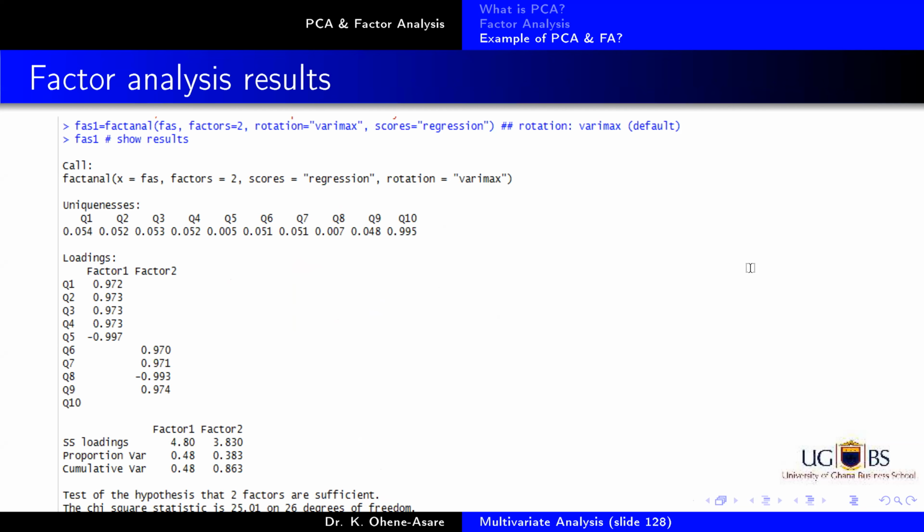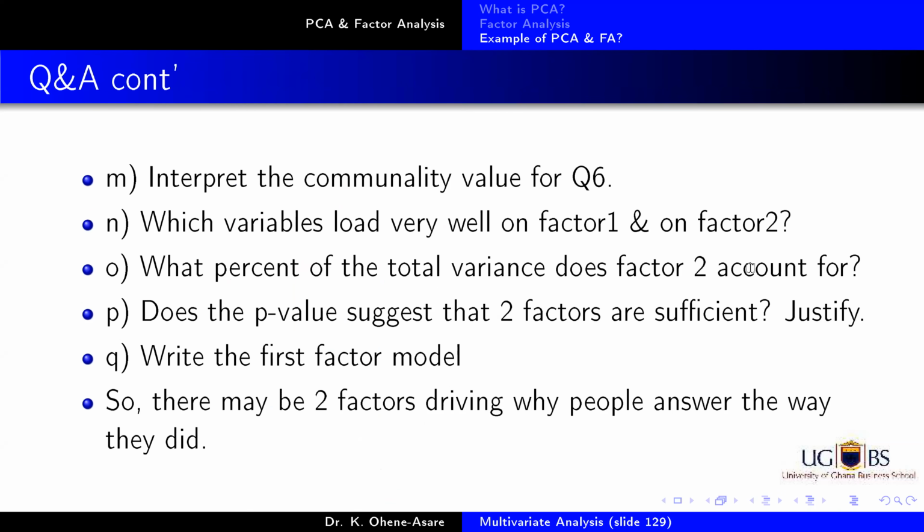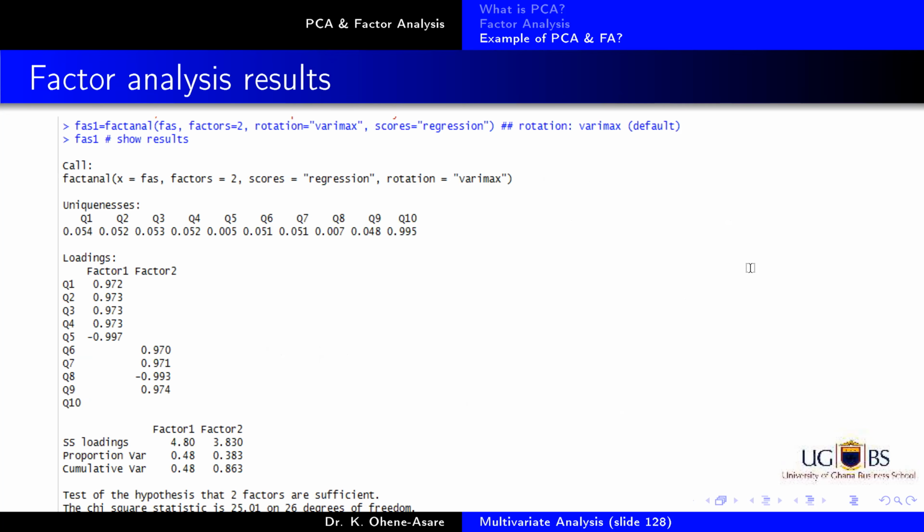And then the factor analysis results are given here. Interpret a communality for question 6. Which variables load very well on factors 1 and 2? What percentage of the total variability does factor 2 account for? Does the p-value suggest that 2 factors are sufficient? Justify. Write the first factor model. And of course there are several other questions that will come on there. So what I've just done is to give you a sneak peek of how the factor analysis model actually works.